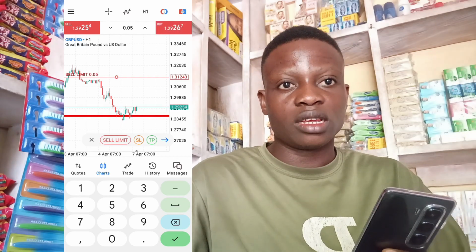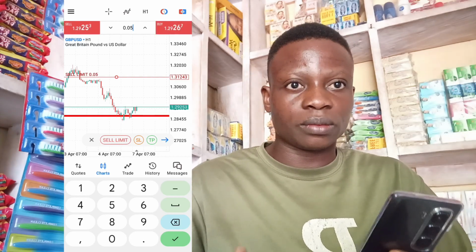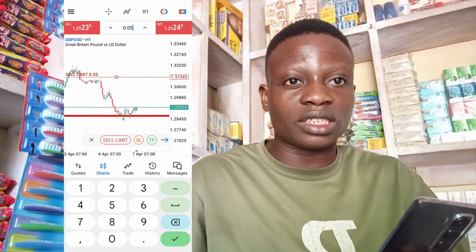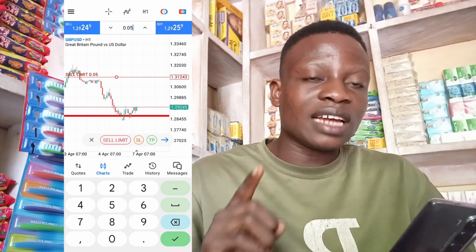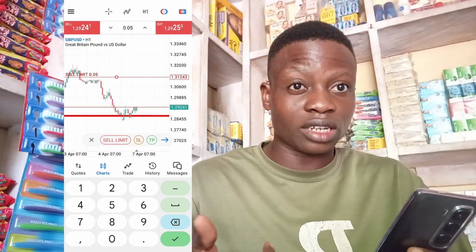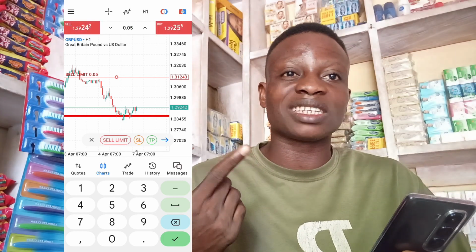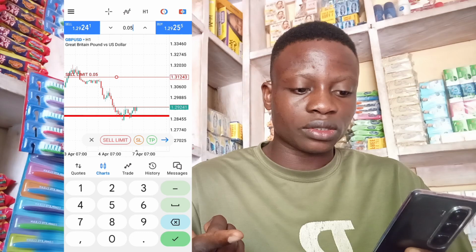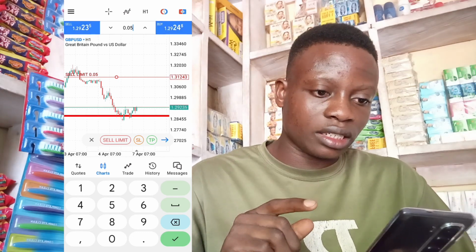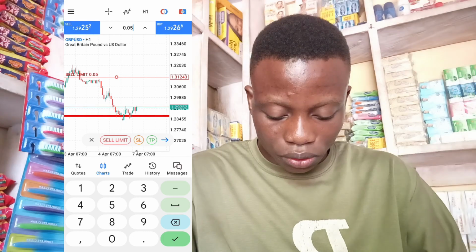It's $5, so I don't want to risk more than $4 to $5. So I reduce the lot size. I reduced to 0.02. It still brings about $8 from where I'm supposed to put my stop loss. Then let me do it so that you see.